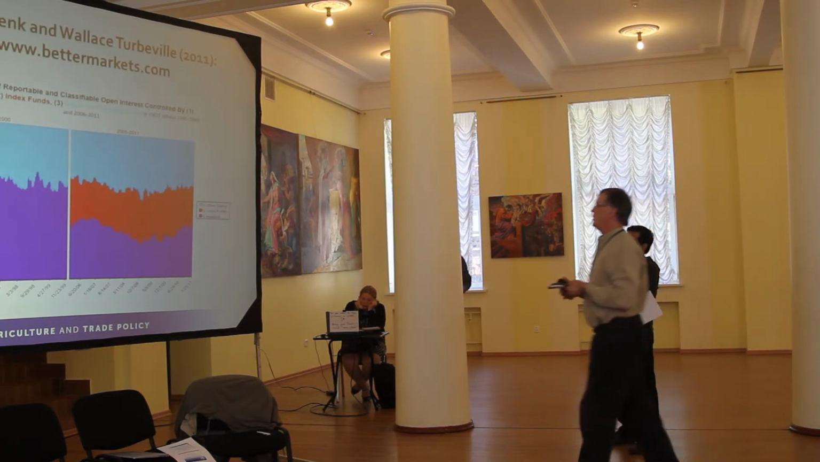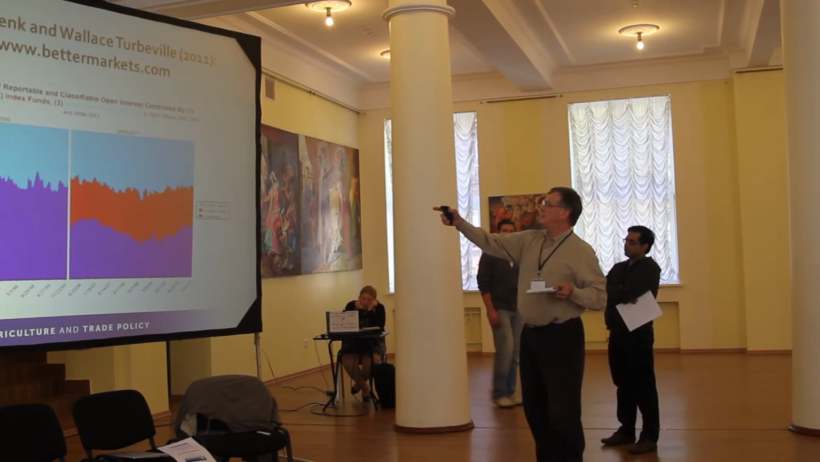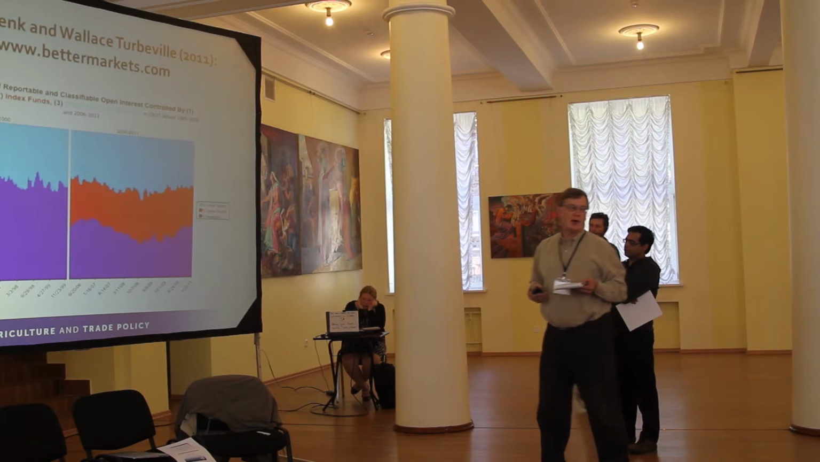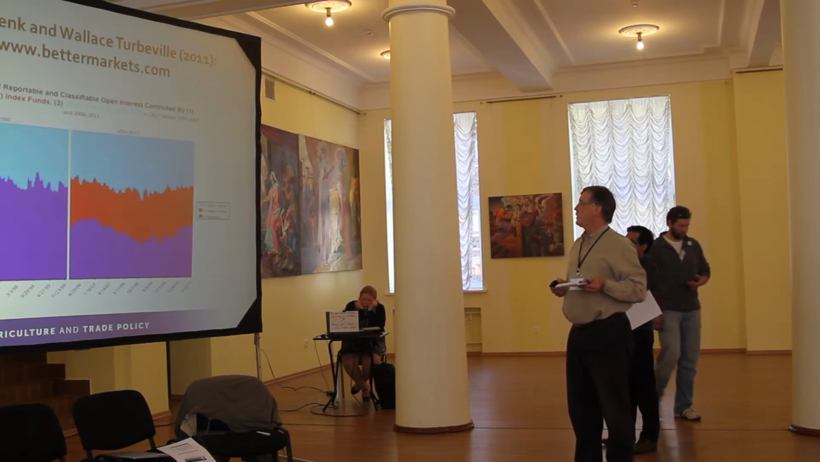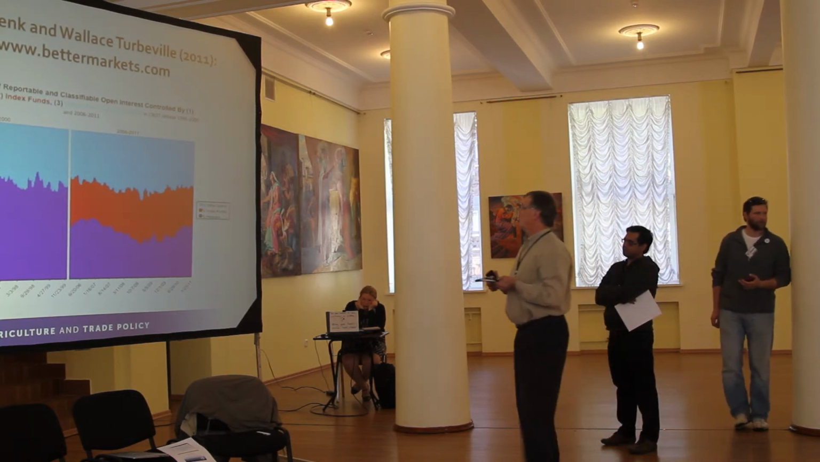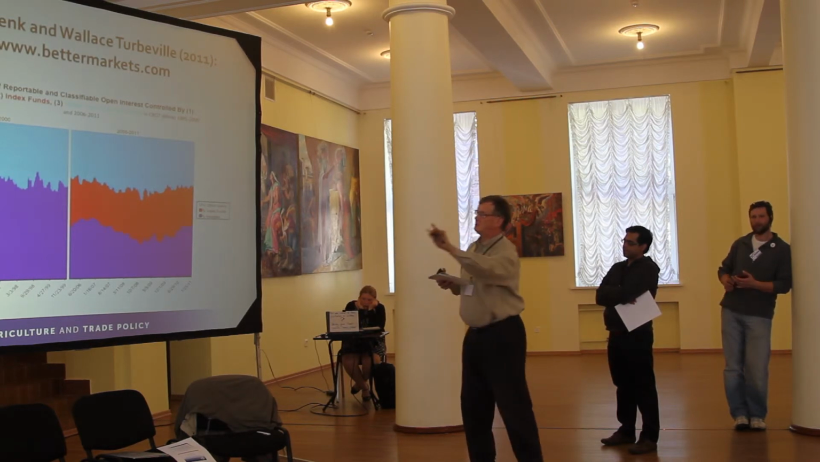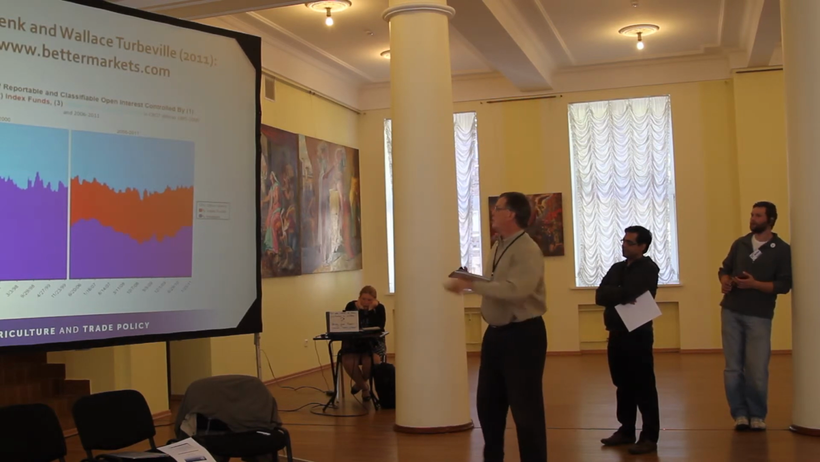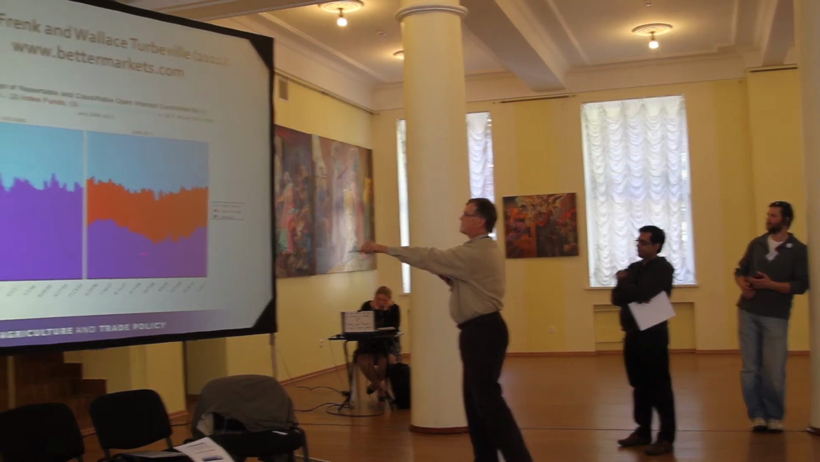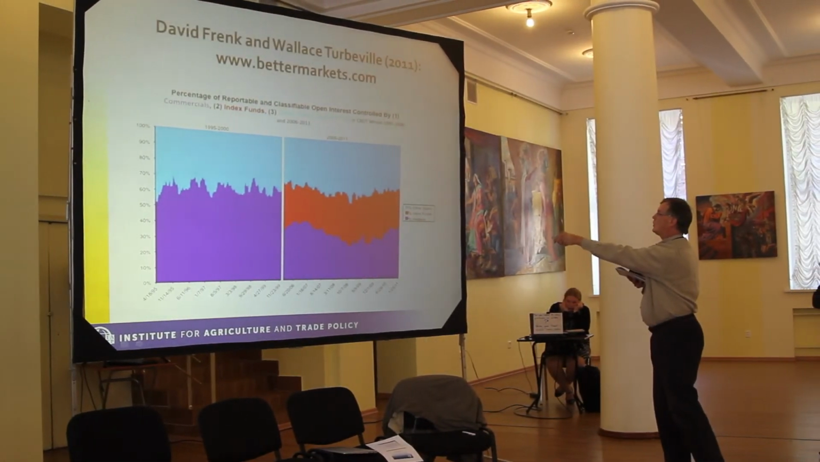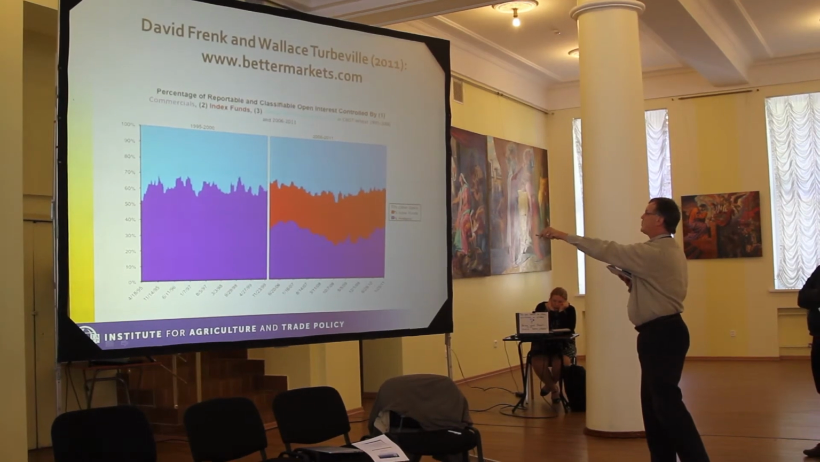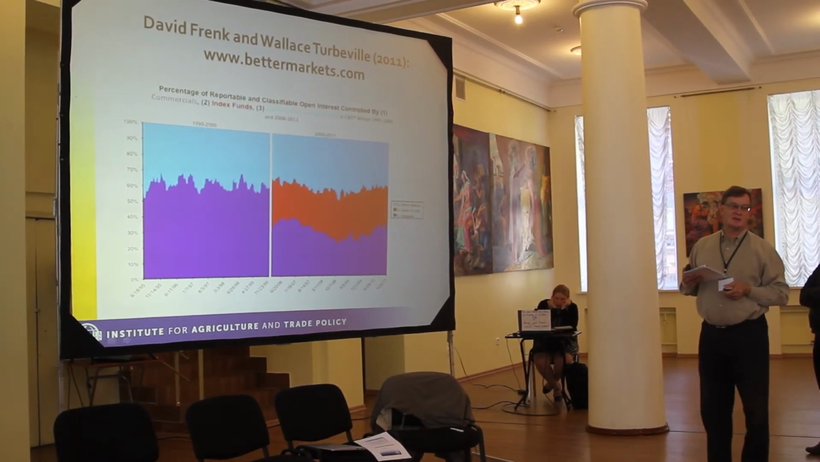This is just a real quick illustration. 1995 to 2000, prior to major deregulation of commodity markets, commercial hedgers here are purple, and they are about 2/3 of the market. By 2006 to 2011, they're only 1/3, and that third has been replaced by the index fund investors.